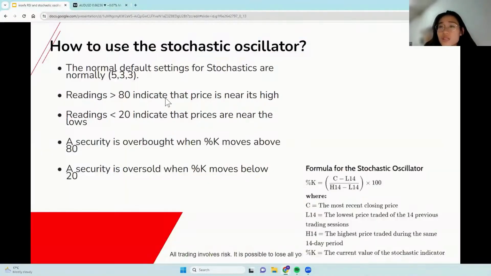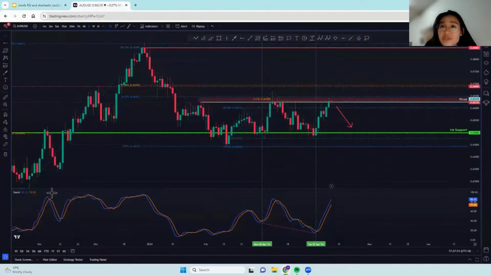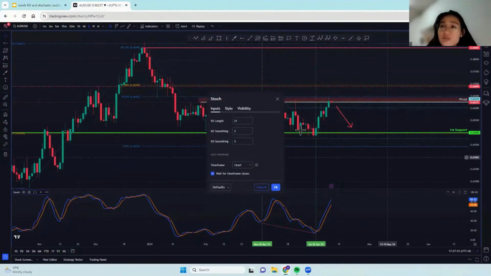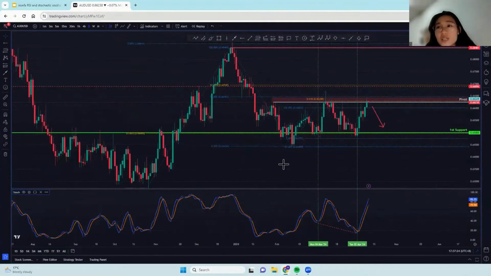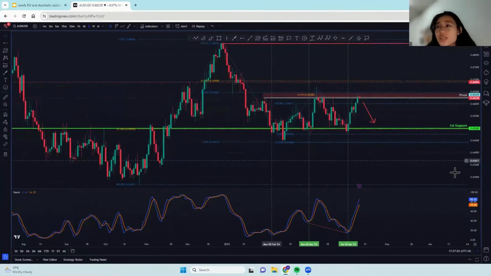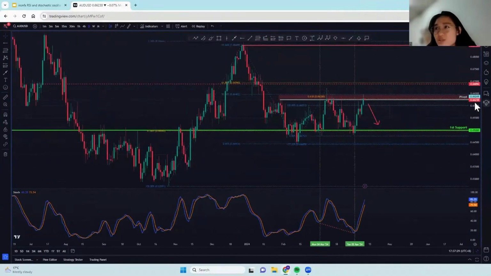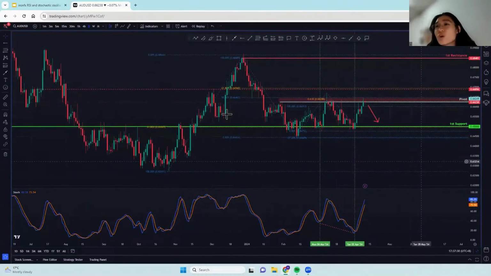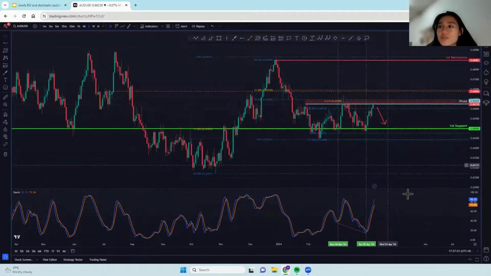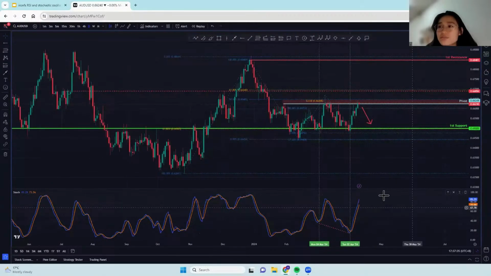So even though the default settings are normally 533, you can adjust it according to the time frame that you're using and according to what works best for your chart and your trading strategy. Nothing is ever set in stone. It's really dependent on what charts you're using. So yeah, feel free to adjust it accordingly.